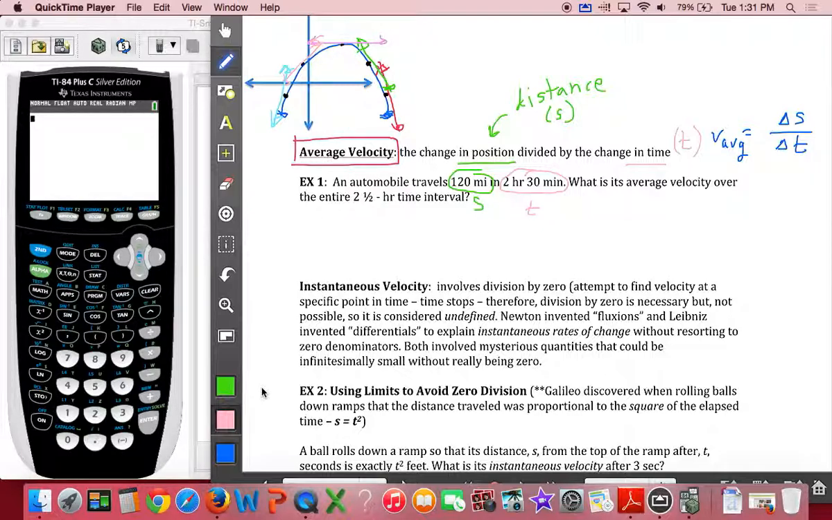So for here, our velocity sub-average is equal to, just for your note purposes, we're going to write delta S over delta T. And then our S is 120 miles. And our time, we cannot put 2 hours and 30 minutes in there. You either need to have it in hours or minutes. What do you think the preferred would be?